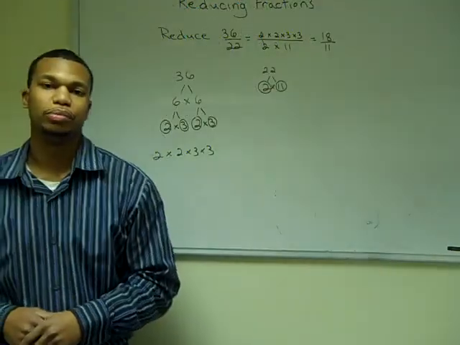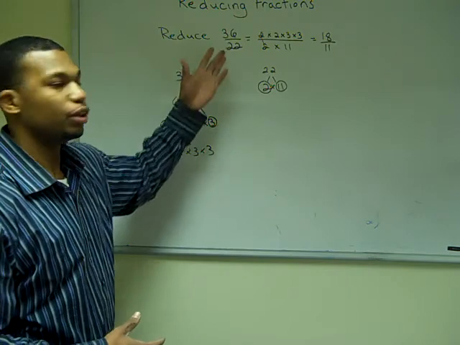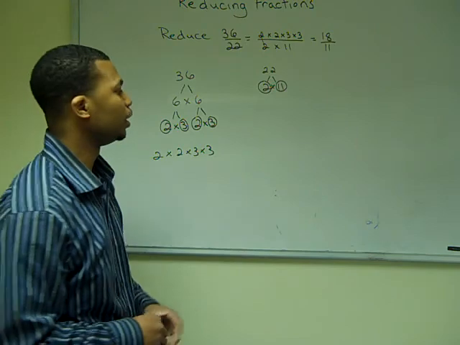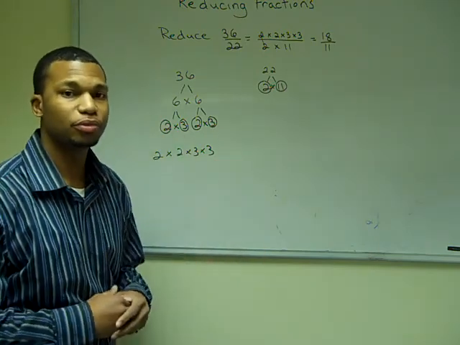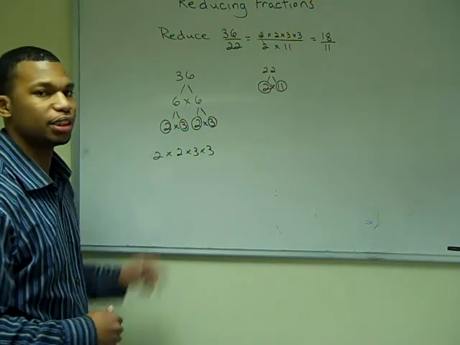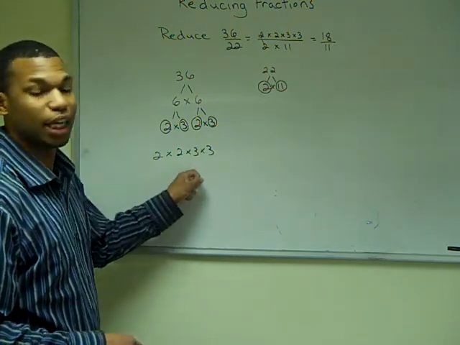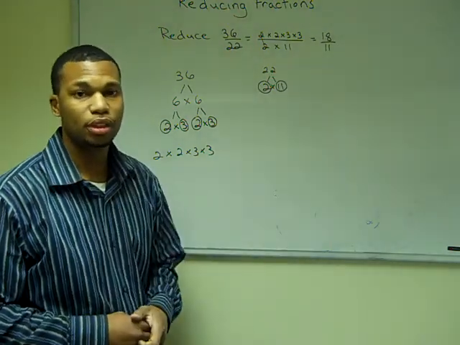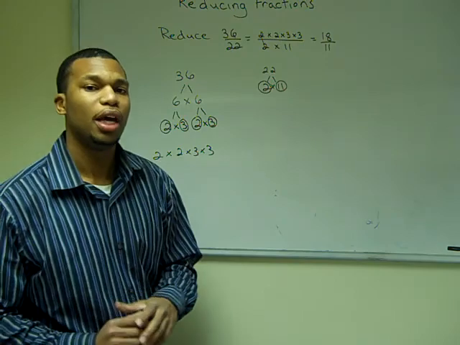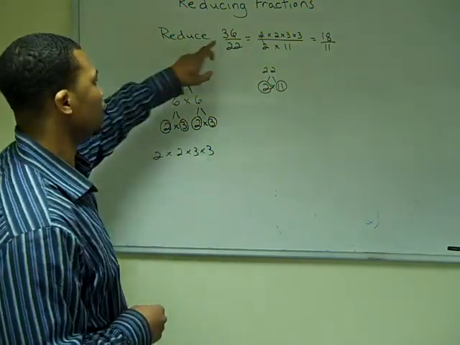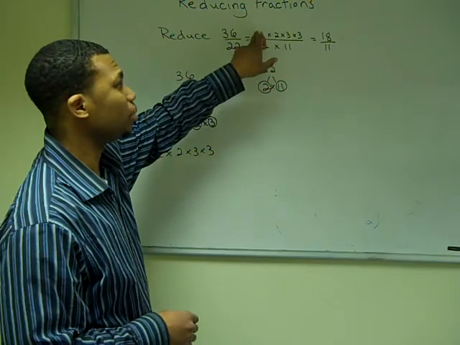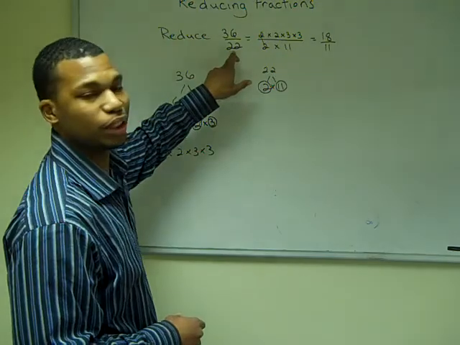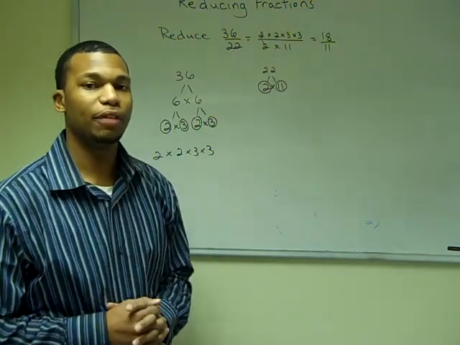Let's do another example. So now we are asked to reduce 36 over 22. So first we're going to find the prime factorization of both 36 and 22. Once I found the prime factorization of 36, I end up getting 2 times 2 times 3 times 3. And for 22, I end up getting 2 times 11. So now we can take that information and apply it back to our fraction. So we're going to replace 36 with its prime factorization, which is 2 times 2 times 3 times 3. And we're going to replace 22 with its prime factorization, which is 2 times 11.